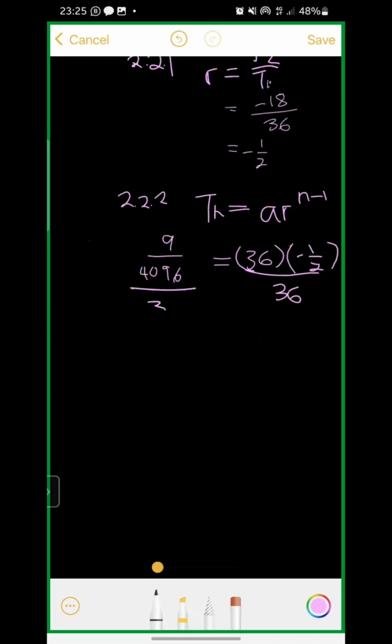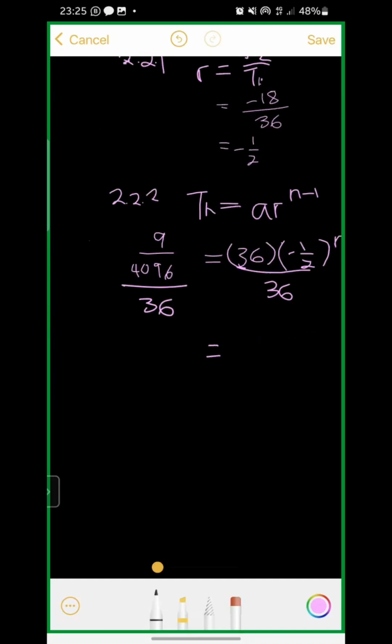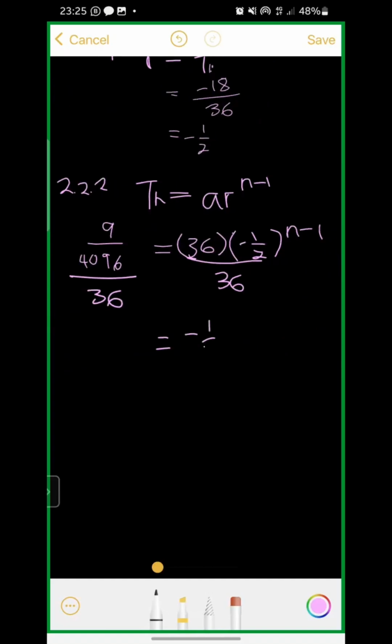And all this divided by 36, right? And then what do we have? Negative 1 over 2 to the power of n minus 1. Somebody please help us.